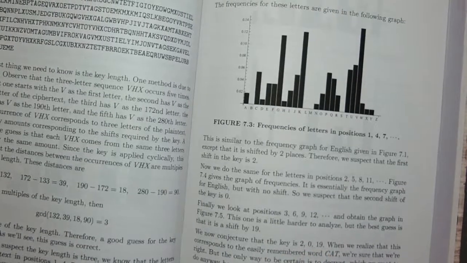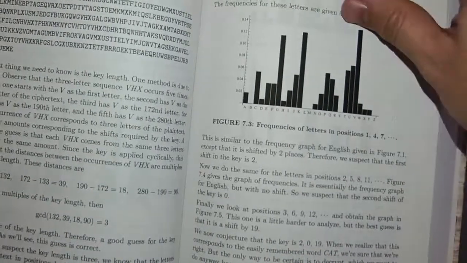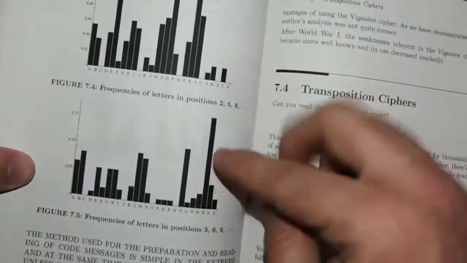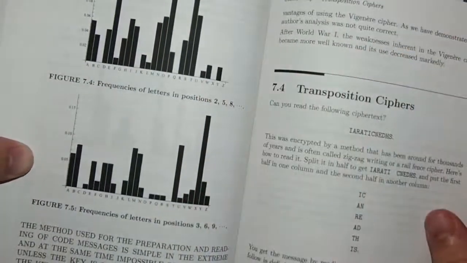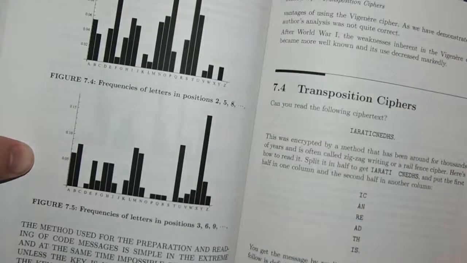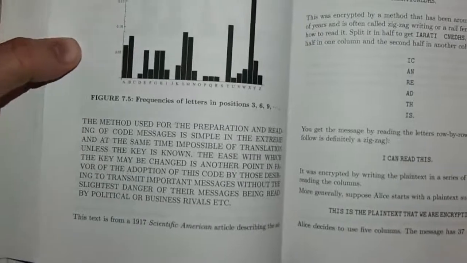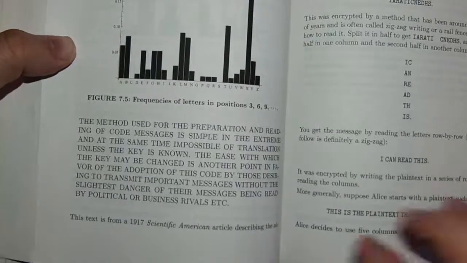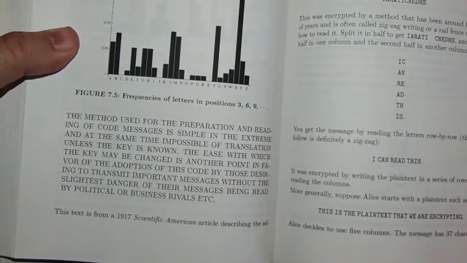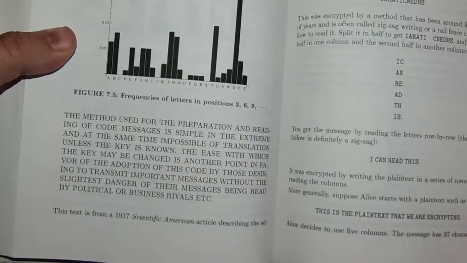And it turns out that the key is, in fact, 2, 0, 19. And so if you actually apply that, there's the frequency analyses for the other two truncated blocks of text. And so it turns out that if you apply that key, 2019, so key of length 3, 2019, this is what you get when you decrypt.